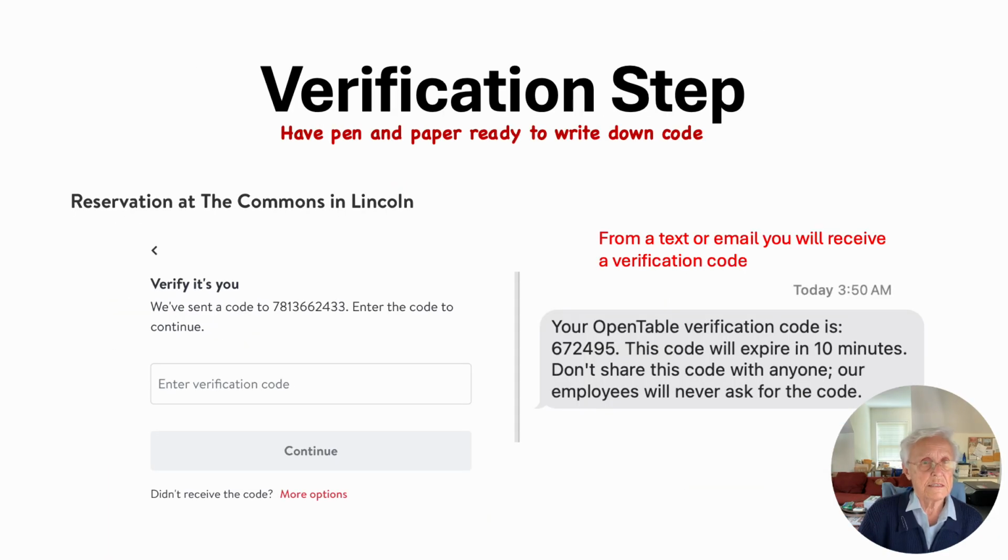The next step is a verification window that will show up, and it's going to ask you to put in a number that is either text or emailed to you. So you have to then check your text and email program, depending on what you used for verification, and fill that number in on the form that says enter verification code.